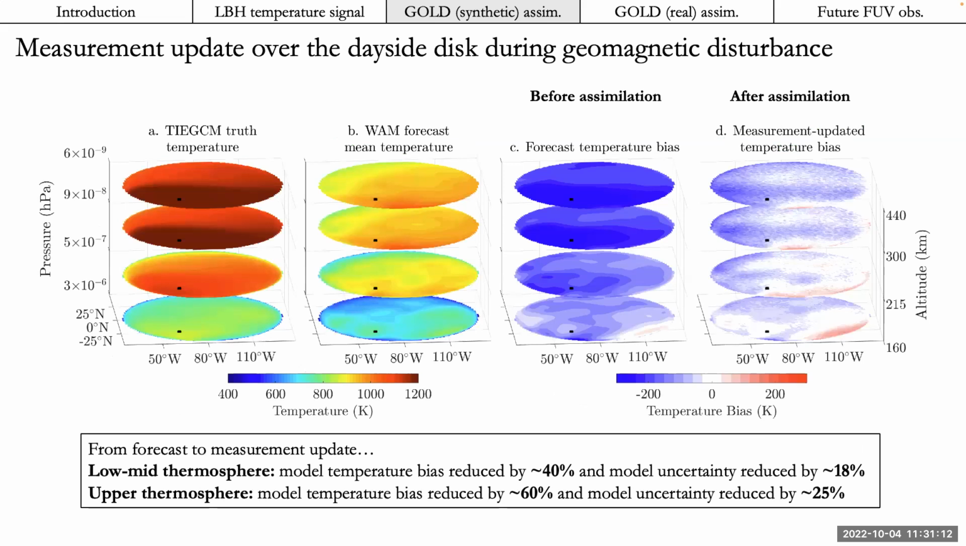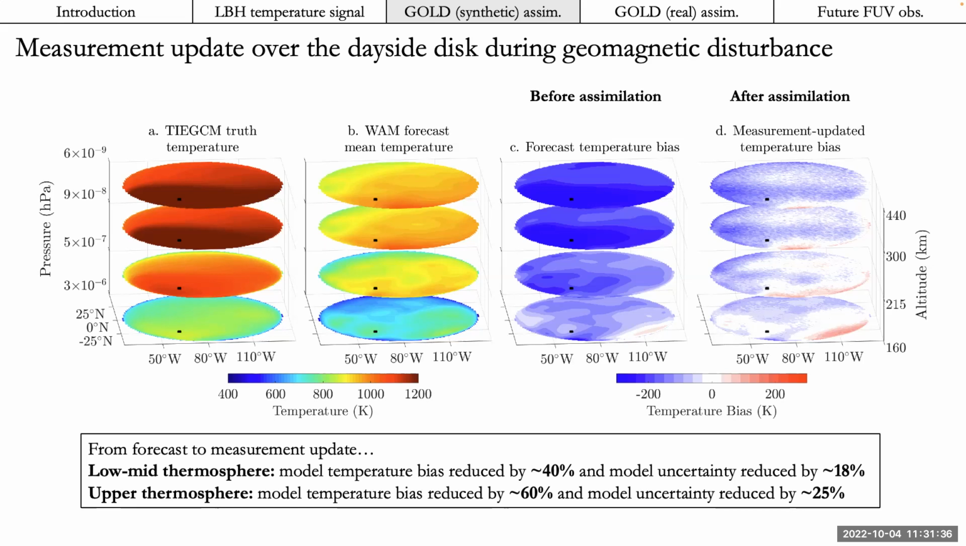So this figure now shows the measurement update over the dayside disk during a geomagnetic storm at 4 different thermosphere pressure levels. The first column is the TIGCM truth temperatures. The second column is the WAM forecast temperatures. The third column is the forecast temperature bias. And then that last column is the measurement updated temperature bias.